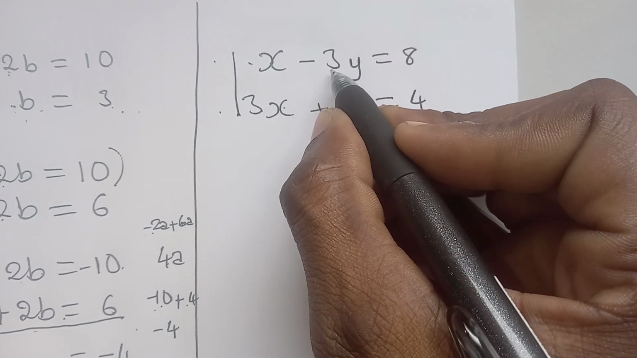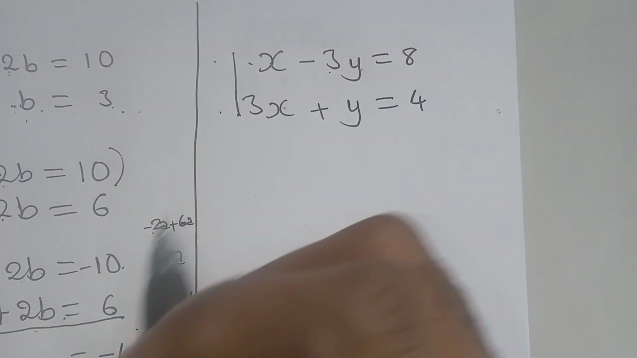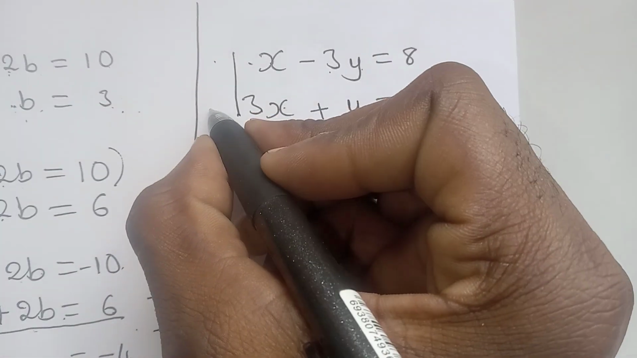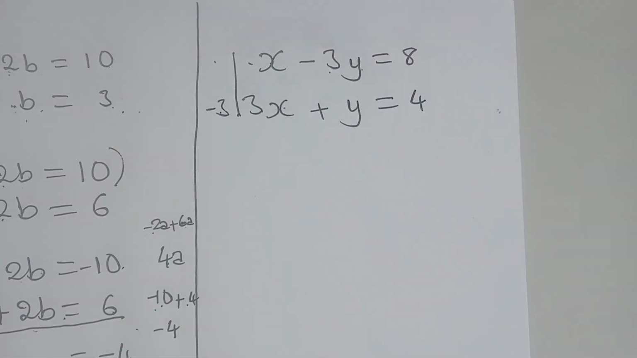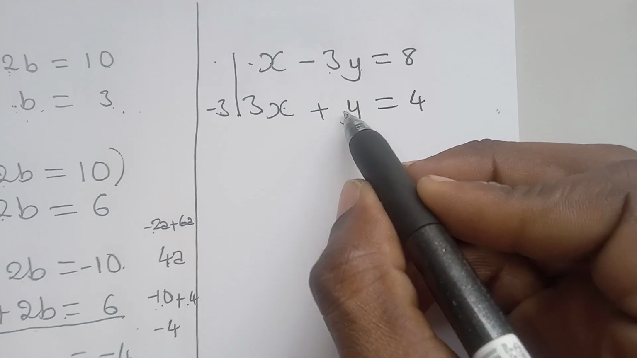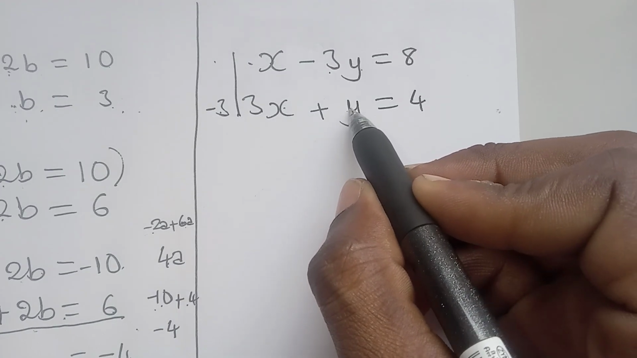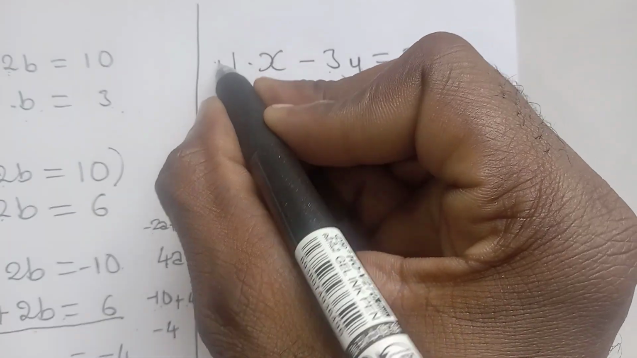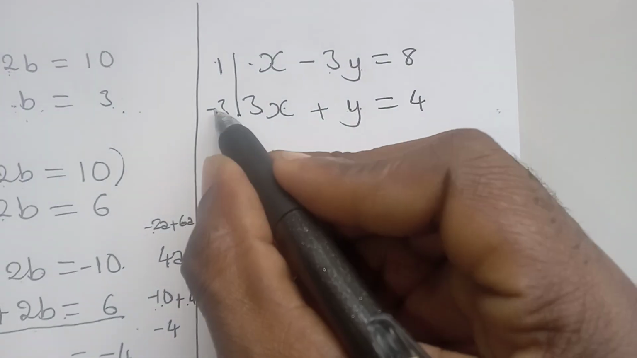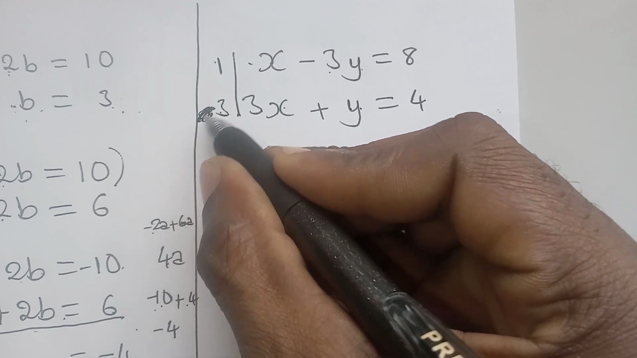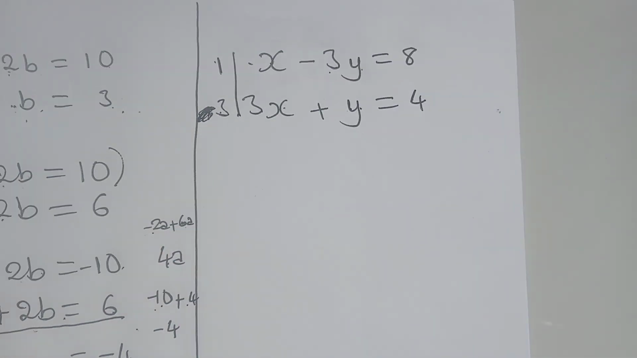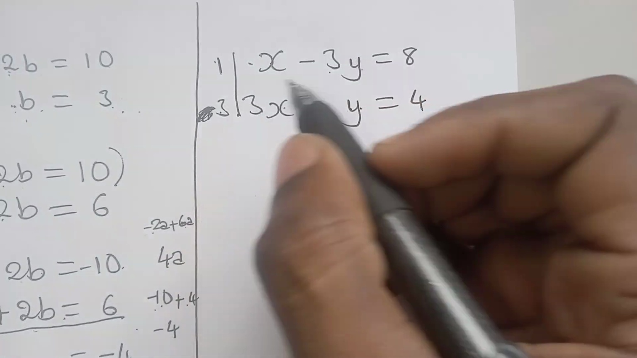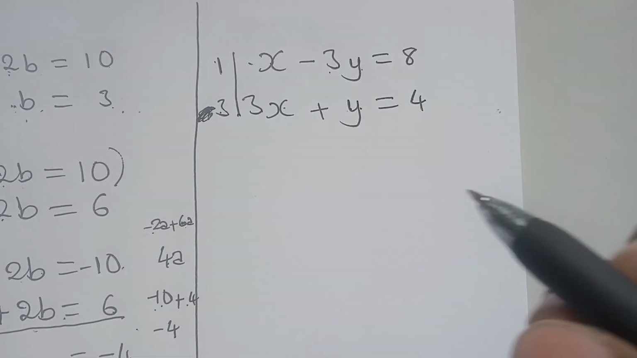So I'll get the coefficient of y like this. This is -3, and then I'll get the coefficient of y, and then I'll put it here. In fact, you can even ignore the negative sign unless you just want to keep it there. Either way, you still get the same answer.